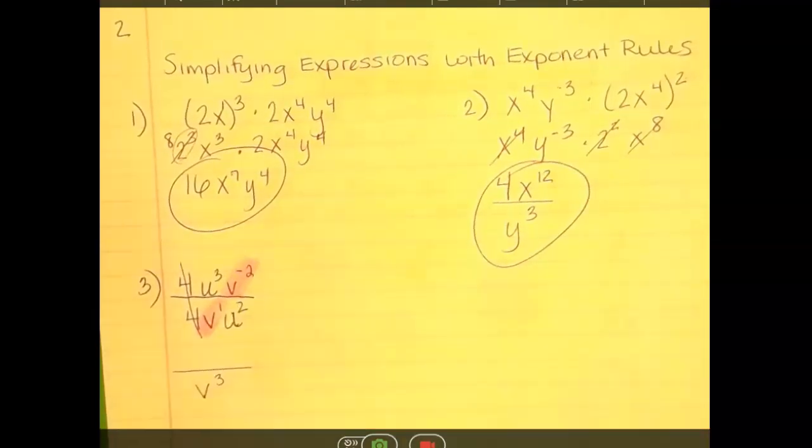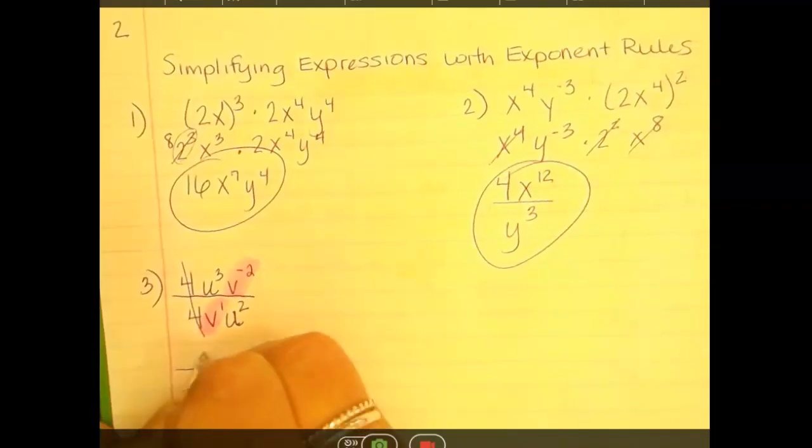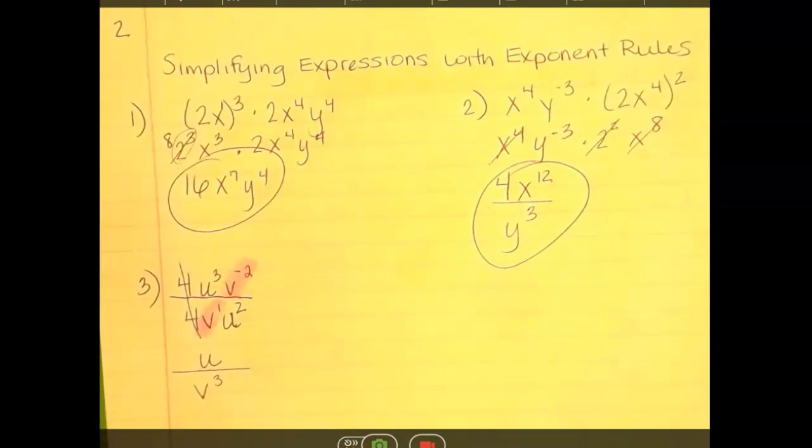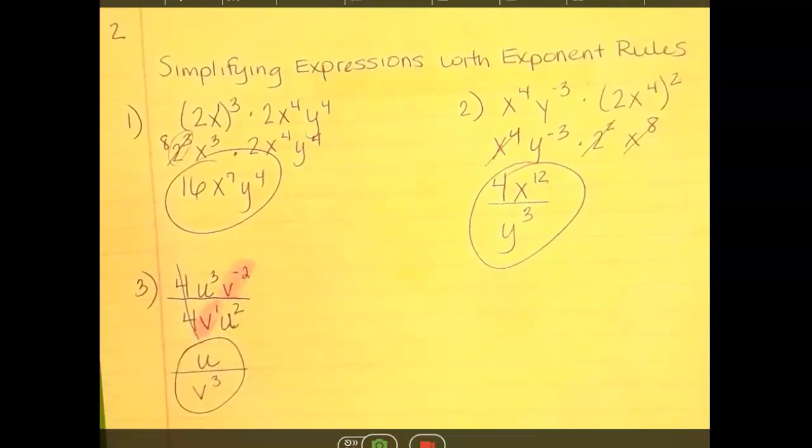So the other is the u's. 3 on top, 2 on the bottom. 3 minus 2 is 1. 1 is positive. That means it should go on top. Okay? Or I could just say the top has more. How many more? 1 more, right? So there'll be 1 on top. Do I need a 1 as an exponent? No. If you put it, is it wrong? No. If you put a 1 as your exponent there, it's fine. It's just, we usually don't.